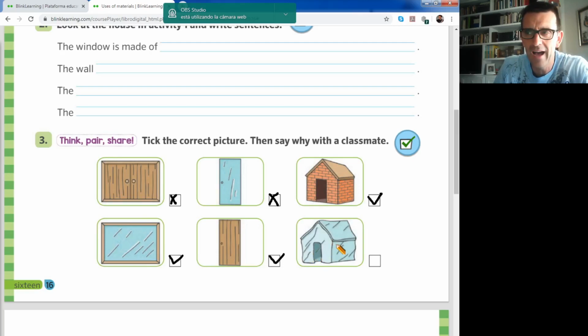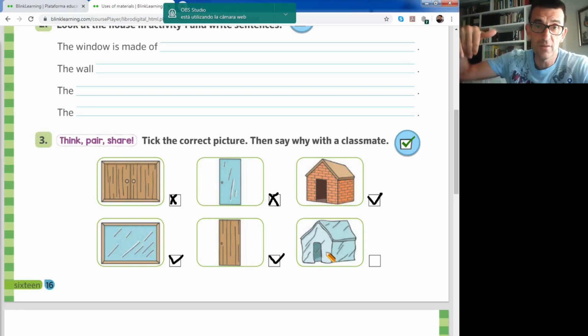A house made of ice or made of paper. I don't know what it is. No sé lo que es. It can be paper or it can be ice. But both are not correct. Pero ninguna es correcta. If the house is made of ice, it's not a good idea because it can be melted. Porque se puede derretir. Melt. Derretir. And when the sun is shining, and especially now in the summer, the house is melted.